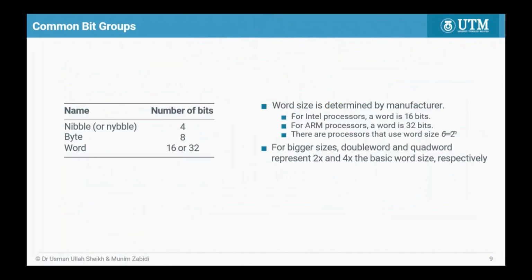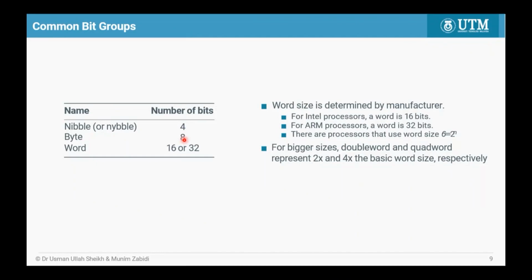Okay, so let's look at the next slide. In this slide, you will learn about the common bit groups in binary numbers. If the number of bits is 4, we call it a nibble. If the number of bits is 8, this is actually 1 byte. And if the number of bits is either 16 or 32, we call it 1 word.